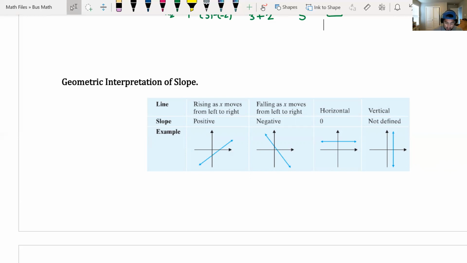Okay. And I guess before we move on, a horizontal line will always be in the form of y equals some number a. A vertical line will always be in the form of x equals some number b. So if you ever see y equals a number, that's it, it's a horizontal line. If you ever see x equals a number, it's a vertical line. So we'll definitely be seeing those. Okay.